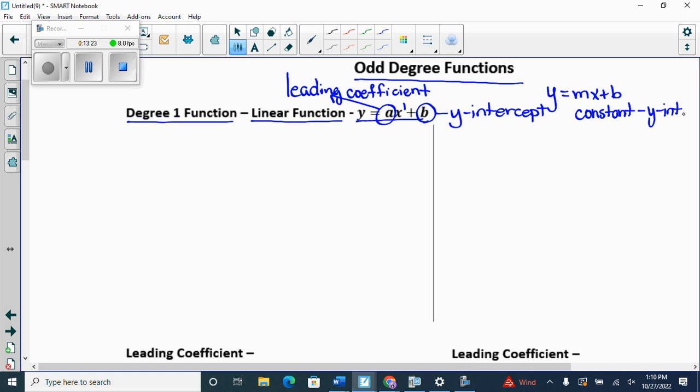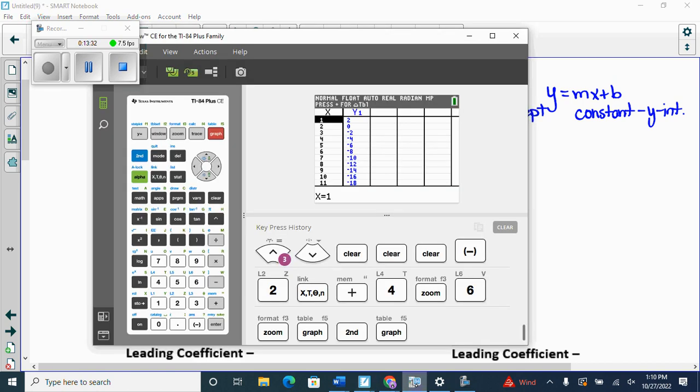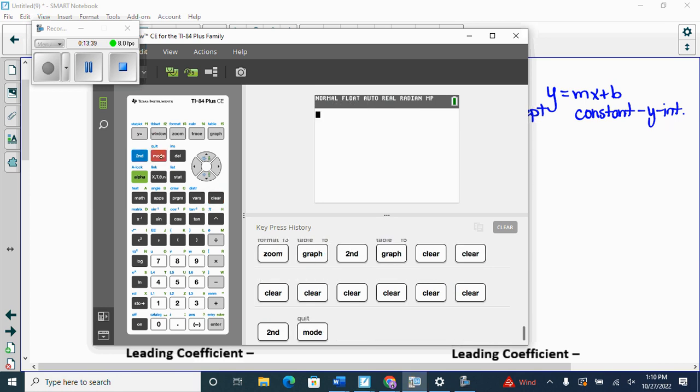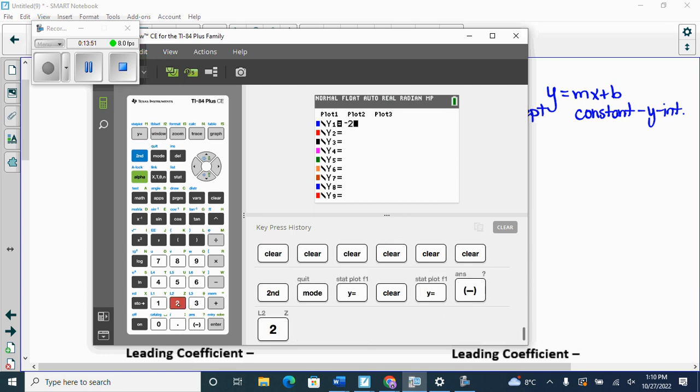So I want you to type in y equals negative 2x plus 4. Now, it always blows my mind when people don't know any of the buttons on their calculator. So I always have to assume that no one knows anything. So you go to your y equals, you have to press the y equals button. It doesn't go in your main screen. And then you go negative 2, x, T, theta, n button. This one gets you x plus 4.